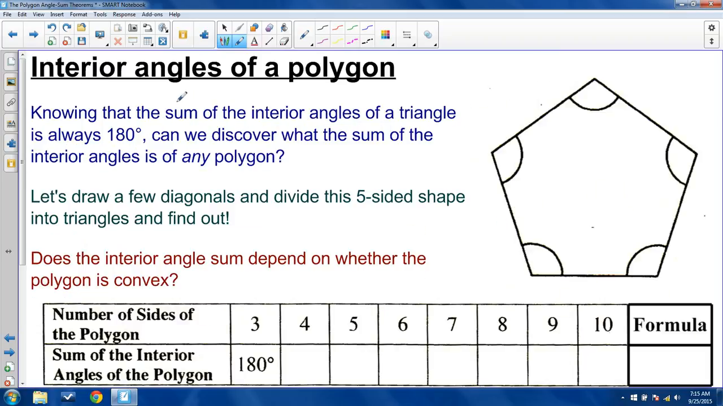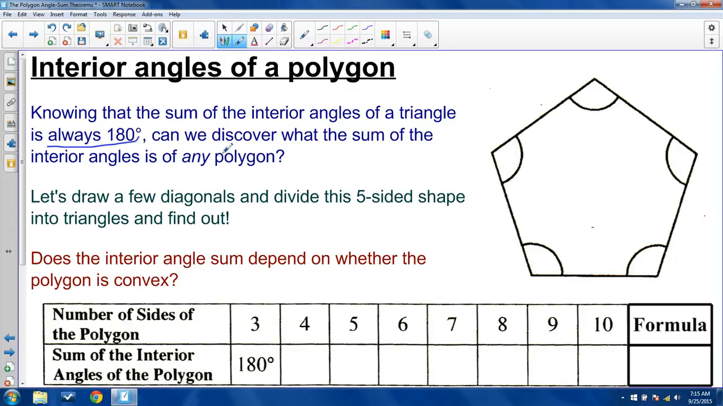Okay, so let's start talking about the sum of the interior angles of a polygon. So I'm going back to this equilateral 5-sided shape again. Pay no attention to the fact that it's equilateral, but that it's a 5-sided shape. We now know that the sum of the interior angles of a triangle is always 180 degrees. So if I draw a triangle, then those 3 interior angles automatically add up to 180. It's just a cool fact about triangles.